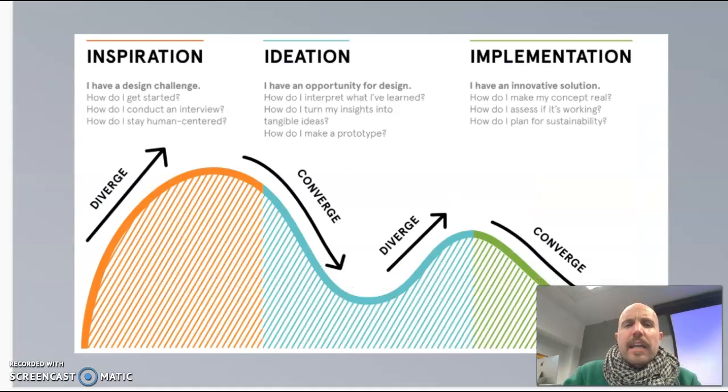So again, here is the process of this. We're going to think about being inspired, we're going to think about ideas, and then we're going to think about implementation. So what am I inspired to do? What ideas can I have? And then how can I implement those ideas?